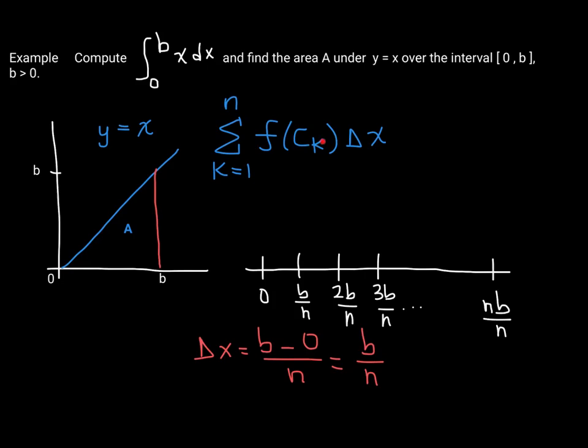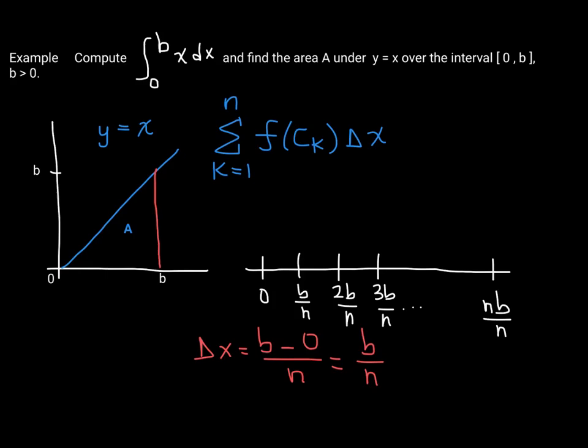Now we have to choose a point from each subinterval, and to keep it straightforward, I am going to choose the right endpoint from each subinterval. I could also choose the left endpoint, folks, but let's go ahead and choose the right endpoint. In the first interval, we'll use the right endpoint for c sub k. For the second interval, we'll use 2b over n, and for the third interval, 3b over n.